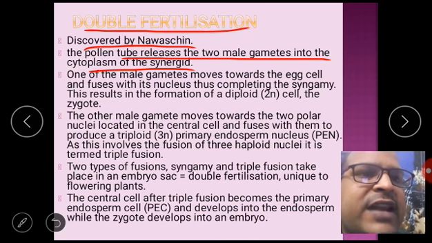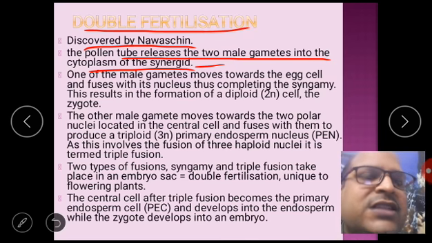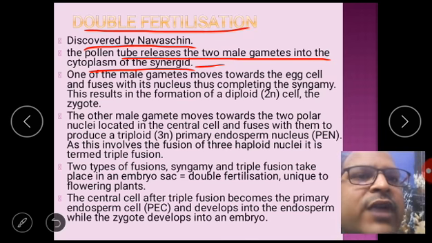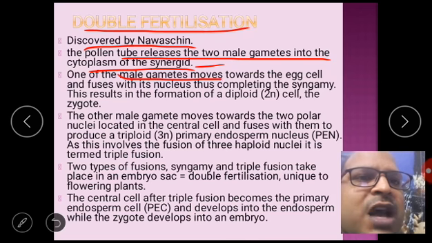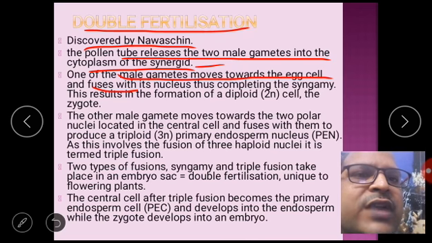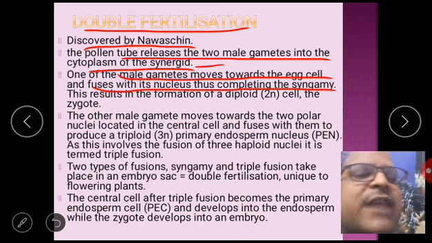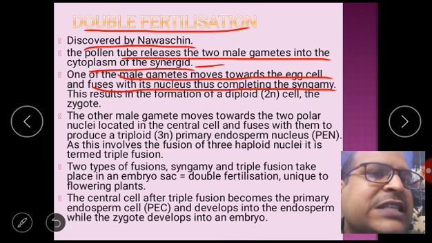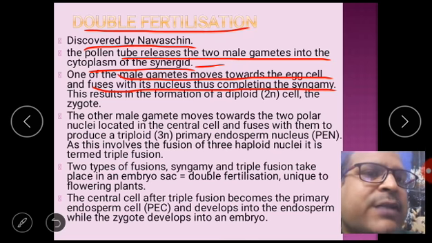So these two male gametes will enter into the synergids. Now, one of the male gametes moves towards the egg cell and fuses with its nucleus, thus completing the syngamy. Dear student, it is the important process for production of eggs and seeds.